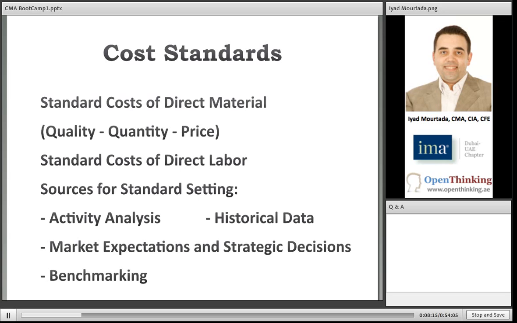How much are we ordering? If we are ordering a lot, that's going to reduce the price. And then we look at the price, see if it is competitive. After that, when we look at the standard cost for direct labor, we need to understand exactly who these laborers are and how much they charge an hour. And after that, we have different ways to estimate the standard cost for direct material, direct labor, or any other cost by using different methods.